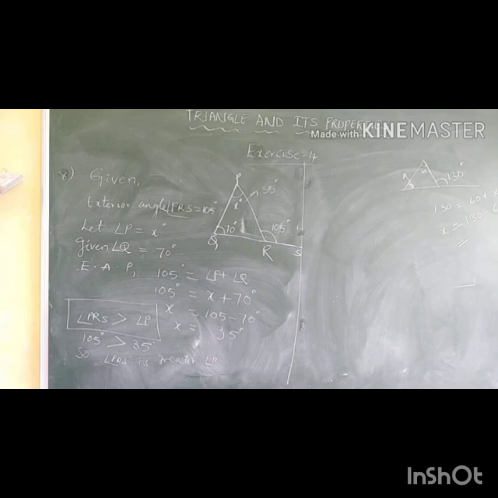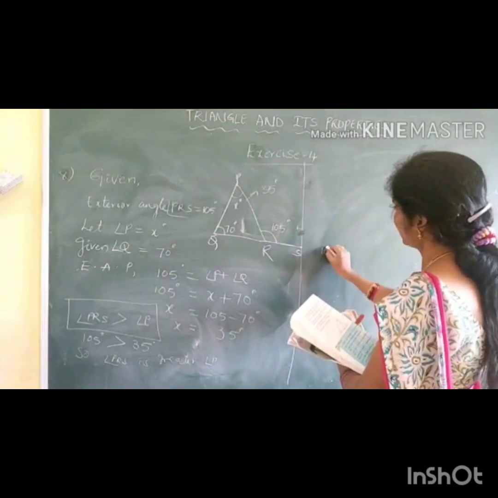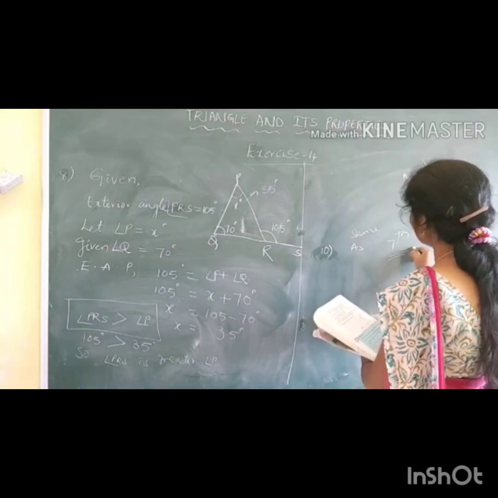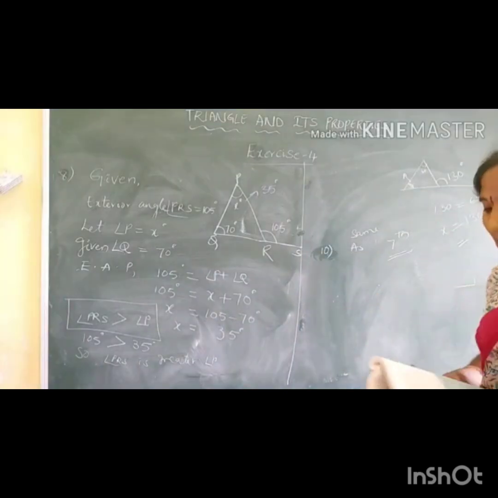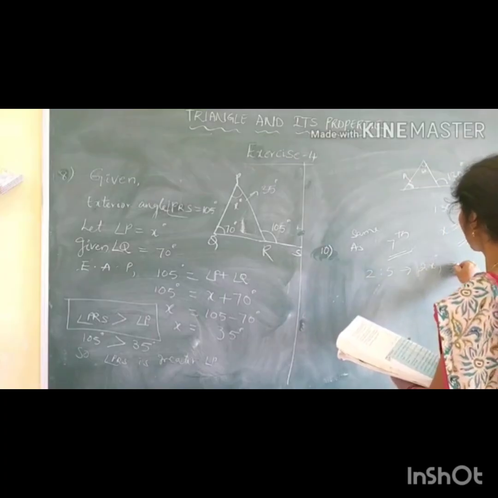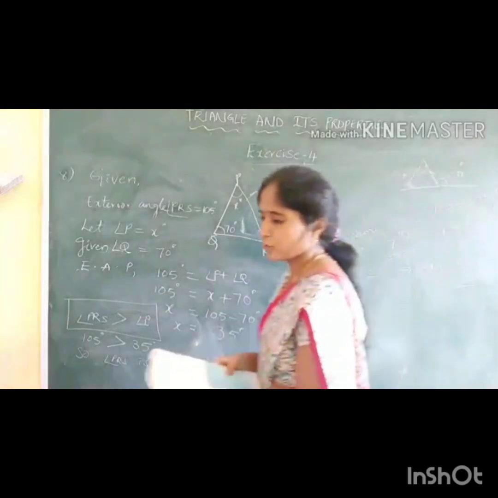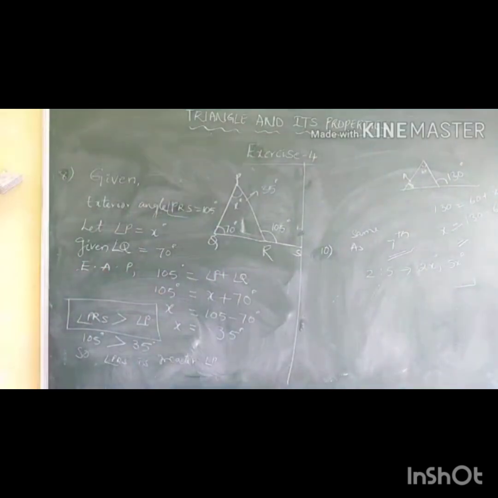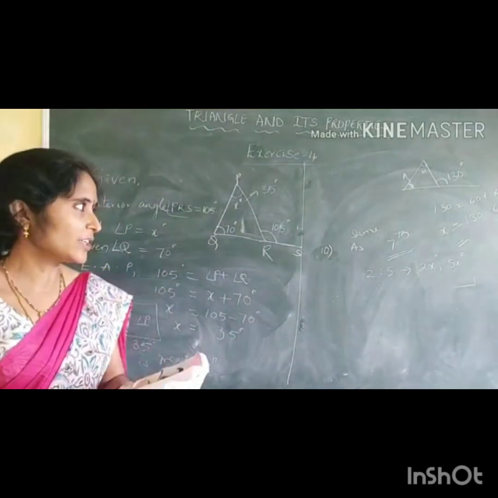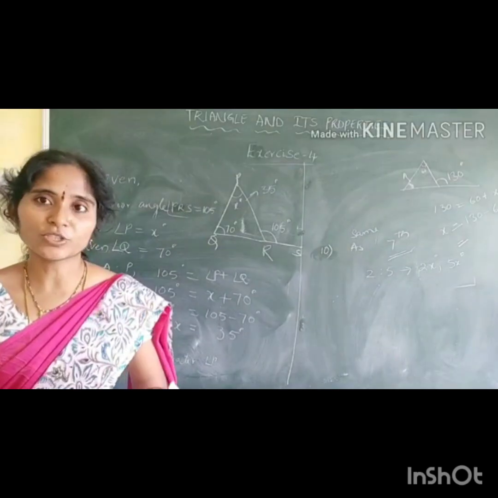triangle is 105 degrees and the interior opposite angles are in the ratio 2:5. The 10th sum is the same as the 7th sum. So what are the angles? 2x and 5x. Then you can equate 2x plus 5x to 105 degrees. Then you can find the x value first. Later you can find the opposite interior angles by substituting the x value in 2x and 5x.